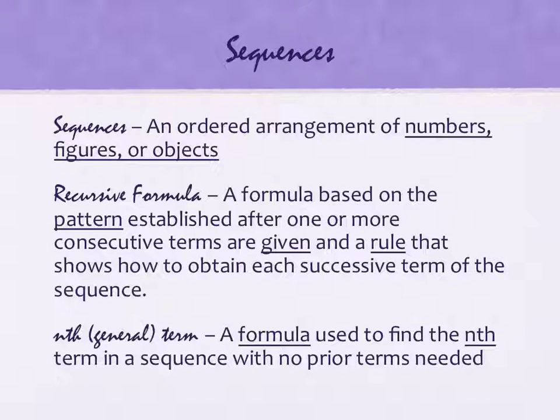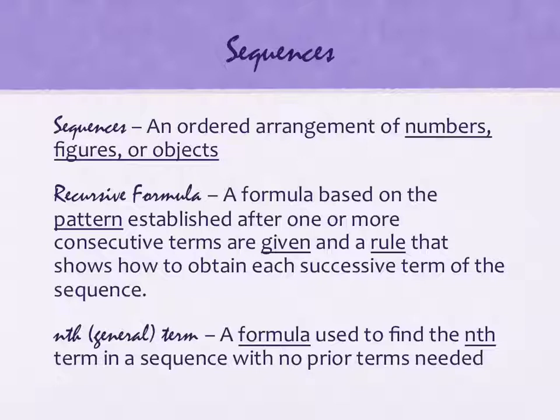As we get older, the patterns become different things. Maybe they're patterns of dashes and dots and lines. Maybe eventually they're the patterns with numbers, and those are specifically the type we're going to take a look at, of course. A recursive formula is a formula based on the pattern established after one or more consecutive terms are given, with a rule that shows how to obtain each successive term.